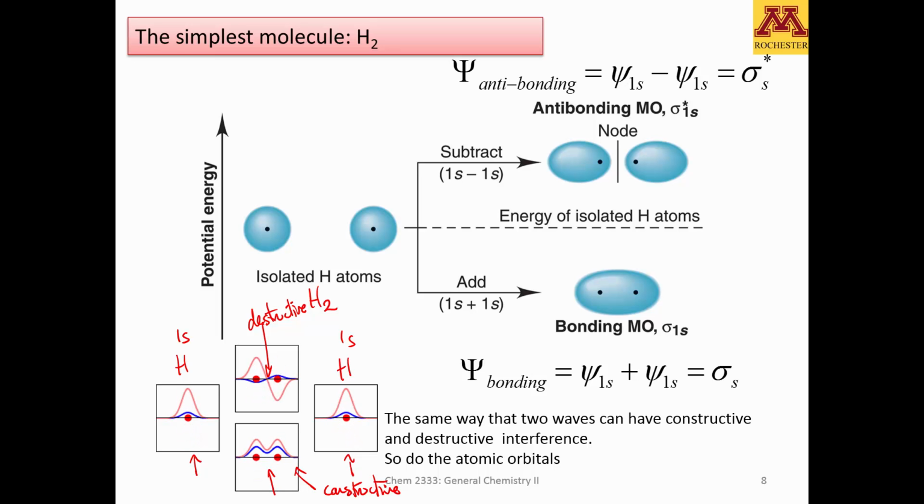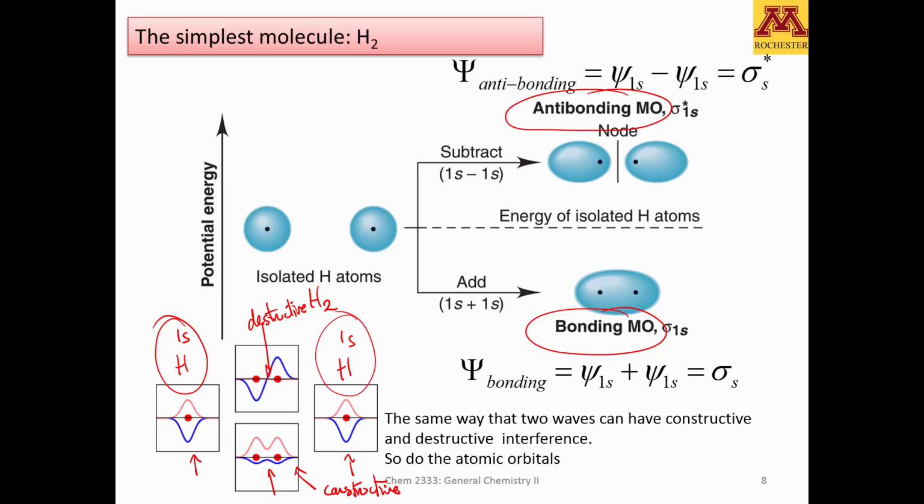This is why the constructive interference is called a bonding molecular orbital. The destructive interference between the waves is called an anti-bonding molecular orbital. And like hybrid orbitals, you will obtain as many molecular orbitals as atomic orbitals you have used in the combination. In this case, if you're using one s from one hydrogen and one s from the other hydrogen, you're using two atomic orbitals, so you will obtain two molecular orbitals. In this case, one bonding, one anti-bonding.